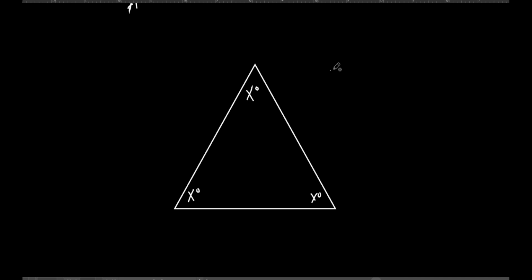What is that? 3X. Right. So 3X. I added up all the angles, correct? What should they add up to be? 180. So let's find each of the angles then. All right. So I divide by 3, divide by 3. What is X? 60 degrees. So anytime you have an equiangular triangle, every angle inside there is what? 60 degrees.